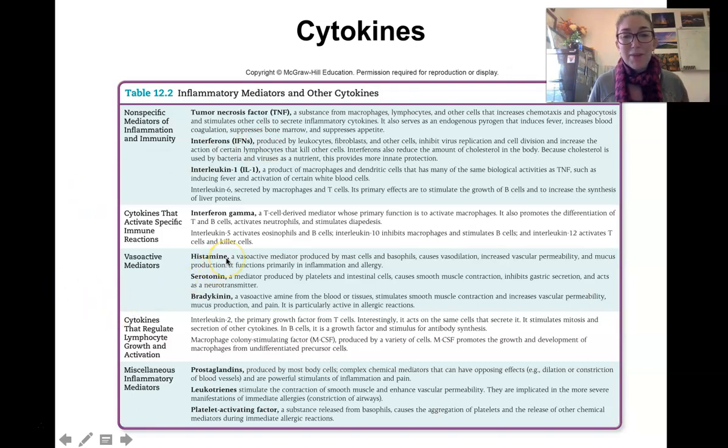Some other ones that we'll talk about that are really involved in inflammation: histamine, serotonin, and bradykinin are all involved in a lot of the redness and swelling reactions that are part of inflammation. Prostaglandins are ones that produce pain, and pyrogens, which are not on here, are ones that produce fever. So these are just a bunch of popular cytokines. You won't need to know all of them, but we will talk about some of them further.